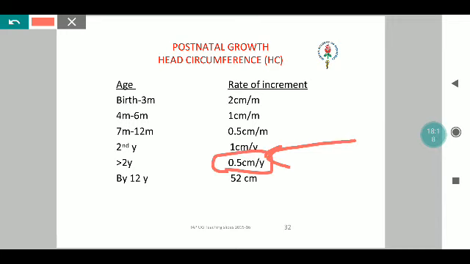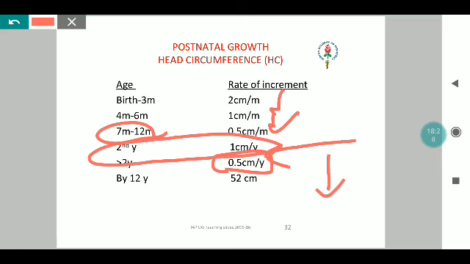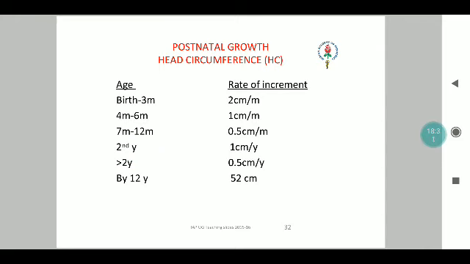So the maximum rate of growth is seen in the first 3 months, progressively decreases a little bit in the next 3 months, then remains somewhat constant, plateaus in the second year, and then gradually steadily increases. So this is a perfect example showing an acceleration, a deceleration, and a steady state. It is important to note that the adult head size of 52 centimeters is generally attained by 12 years of age.